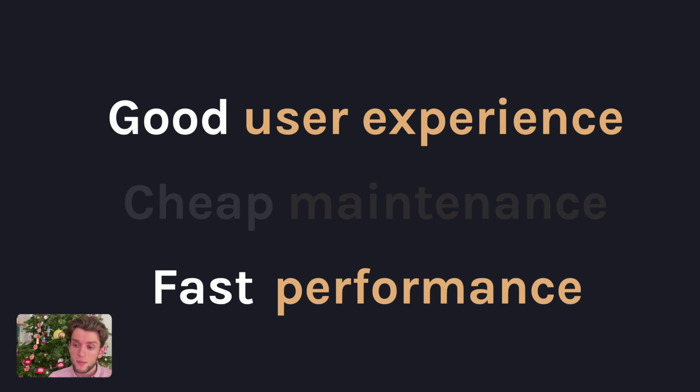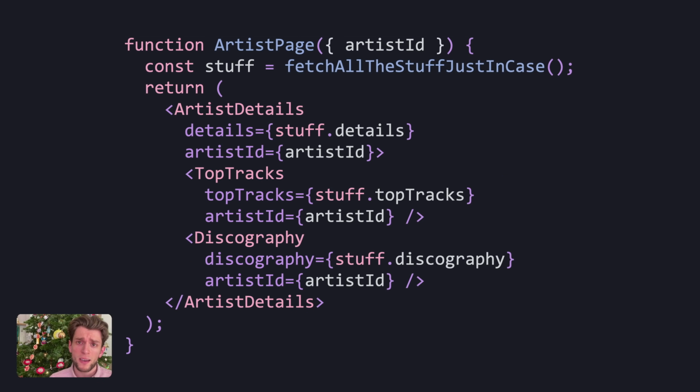We can compromise on something else. So we can compromise on the maintenance and go back to fetching all the stuff at the top, which solves the performance problem. Now we don't have a waterfall, but now the components are not responsible for their own data requirements.